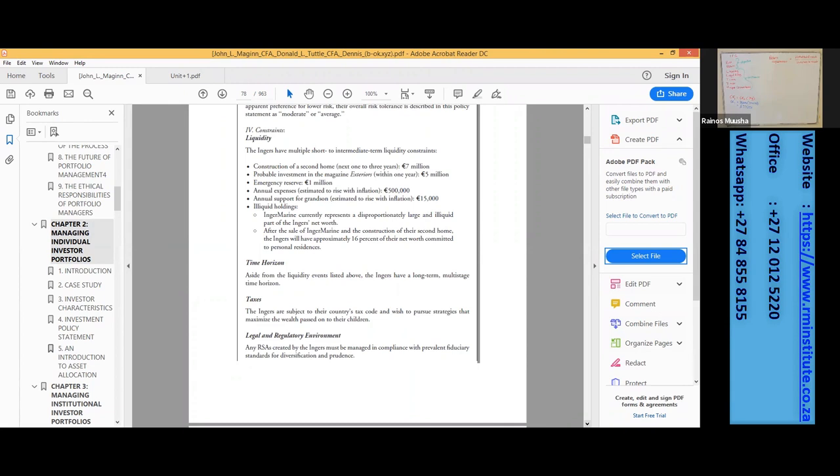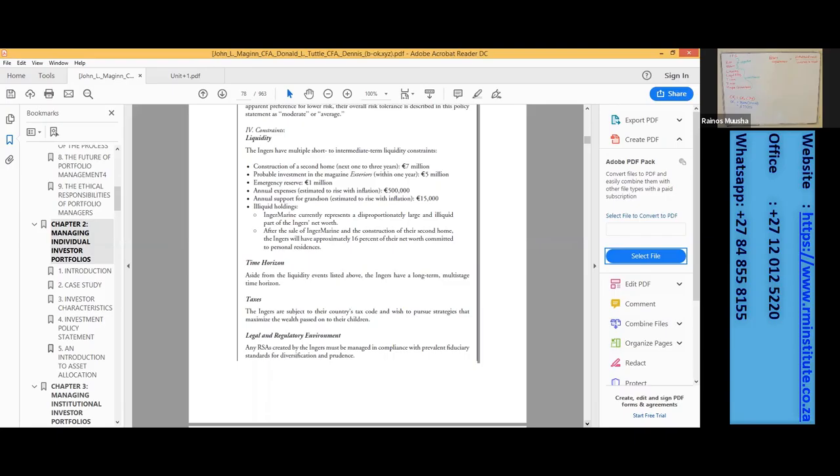They say Inga Marine currently represents a disproportionately large and illiquid part of the Inga net worth, mainly because the investment in the company is basically a highly illiquid asset unless they are able to sell that investment.